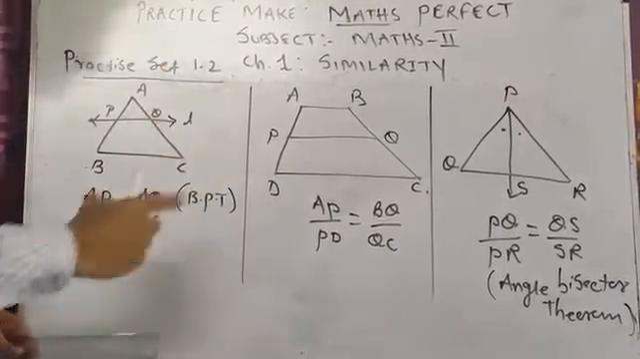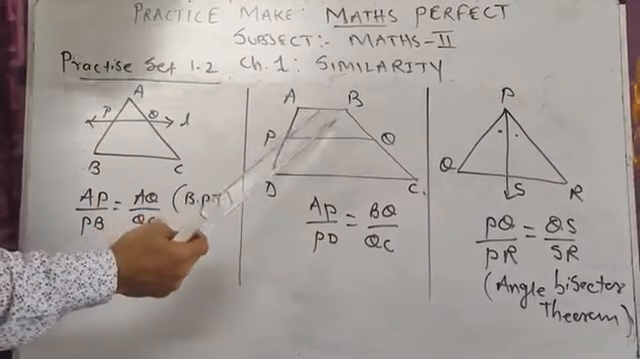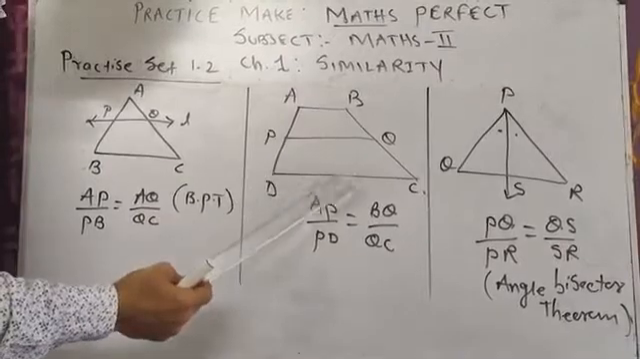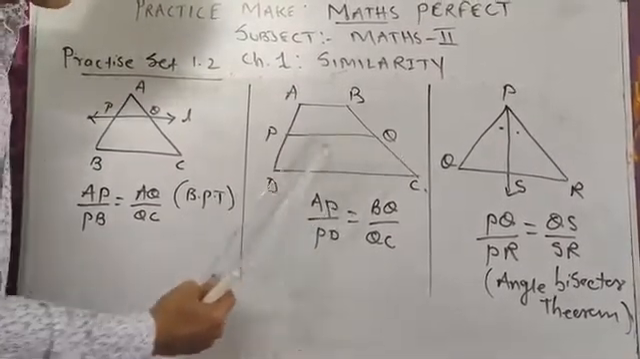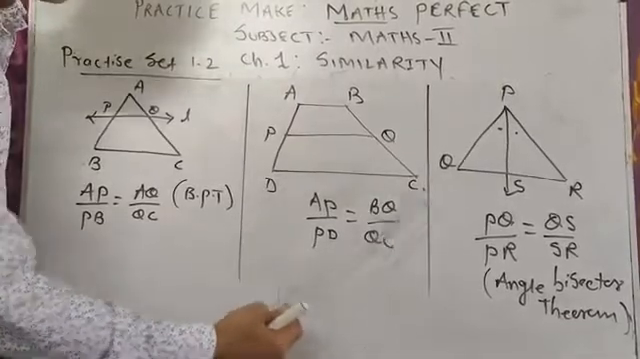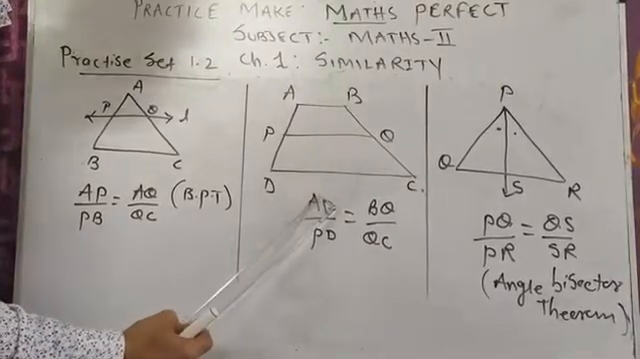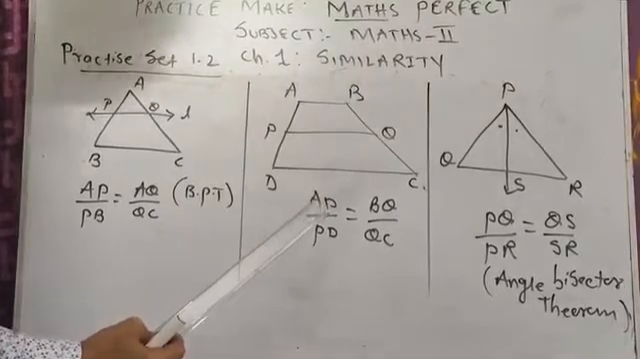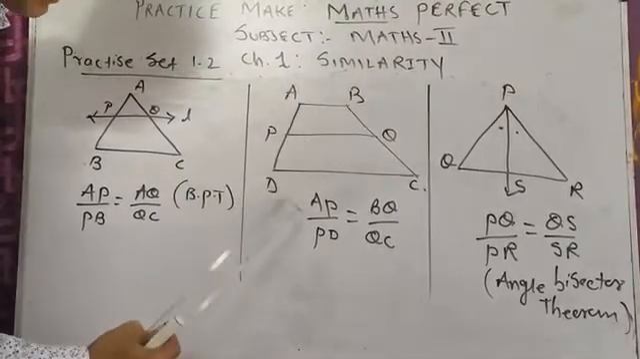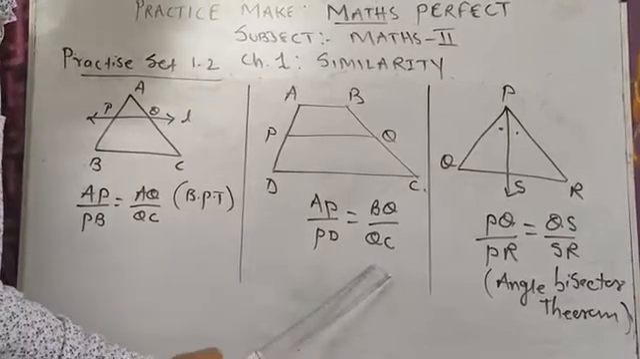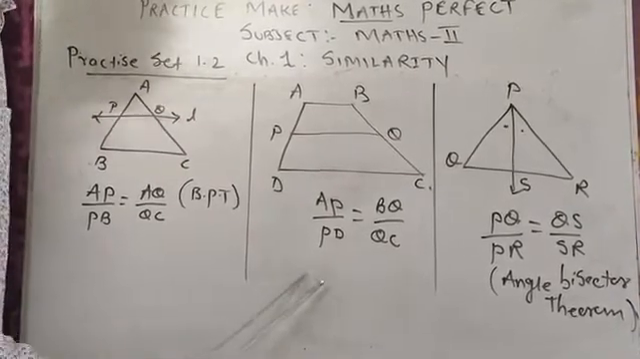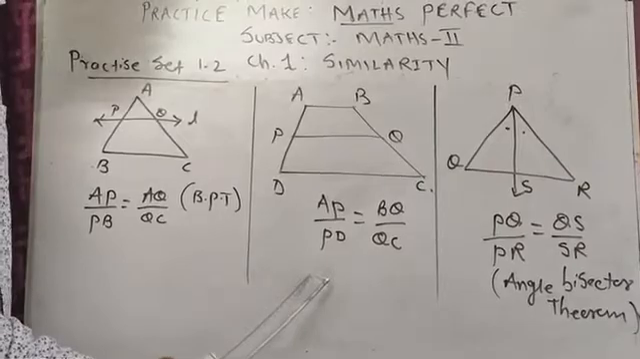Okay. The second concept is the intercept made by three parallel lines. AB is parallel to PQ, PQ is parallel to BC. These three lines are parallel. So the intercept made by three parallel lines means you will get AP upon PD is equal to BQ upon QC. This is called the intercept made by three parallel lines.